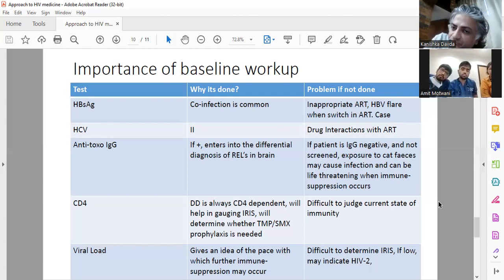So you have to screen for HBsAg. There is no choice. Same with HCV. You want to screen for HCV and treat it.